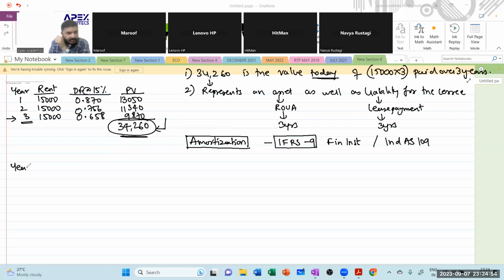So every year on the outstanding, do you or do you not pay an interest? Please tell me that. You pay an interest? Yes or no? Responses, please. You pay an interest? Yes. Interest is paid on what? The total outstanding. What is the total outstanding? 34,260. On this, interest is paid at the rate of 15%. What is it? It is 5139.